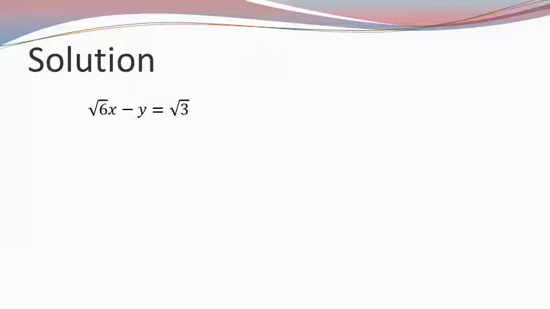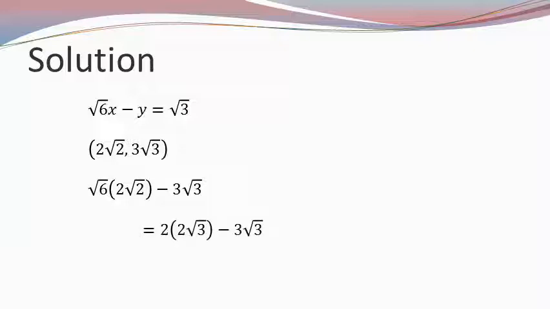Now we need to check which among the given options satisfies this equation. So we plug in this point and we find that we have this one on the left hand side, and that simplifies to this, which is equal to the square root of 3. And that's exactly what we have on the right hand side. Therefore this point satisfies the equation, and the correct answer is option 1.